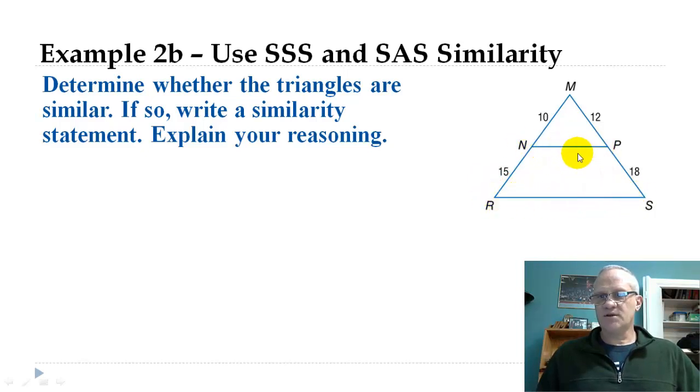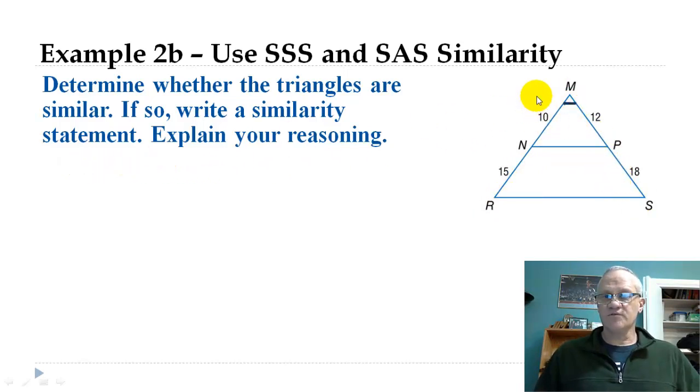Side NP doesn't have a number, so I'm not going to be able to do a ratio of those two sides. I don't have that third side to look at. But what do I have? If I look at this little triangle, I've got angle M, because angle M in MNP is the same angle as in MRS. It's the same angle M. So we've got the same angle of both of those, the way this is drawn. All we have to do is look at these two sides here and see if the sides are proportional.